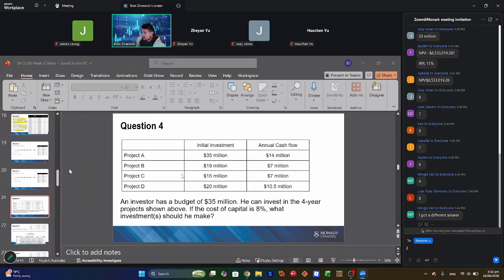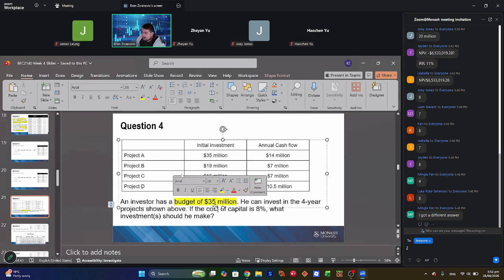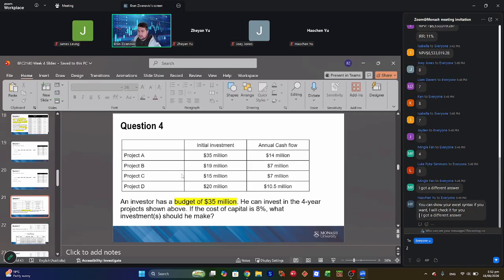The next question. I'll give you 2 minutes on this one. An investor has a budget of 35 million. He can invest in the 4-year projects shown above. The cost of capital is 8%. What investment should you make? So what we've got here is essentially 4 different projects. Initial investment 35, 19, 15, 20. That's all good, okay? And essentially what we've got here is annual cash flows.